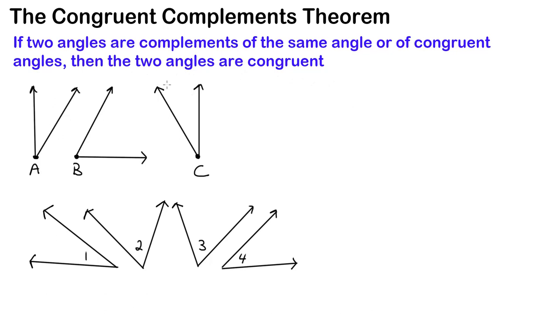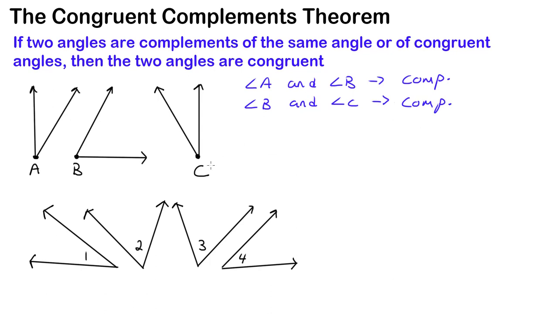Let's take a look at this first example here. Let's suppose that I tell you that angle A and angle B are complementary. I'm just going to write comp here. And I also tell you that angle B and angle C are also complementary. Well, what does that tell us about the relationship between angle A and angle C?